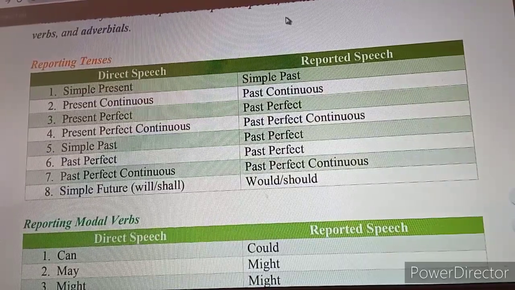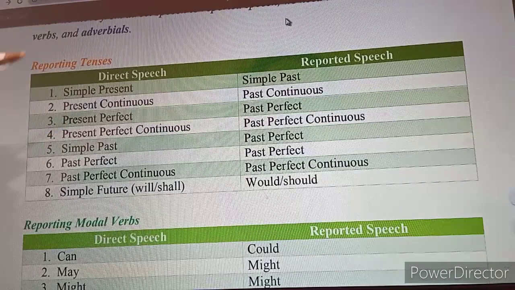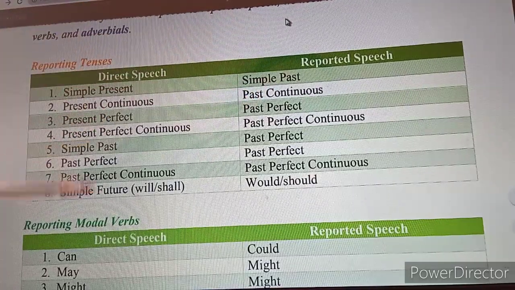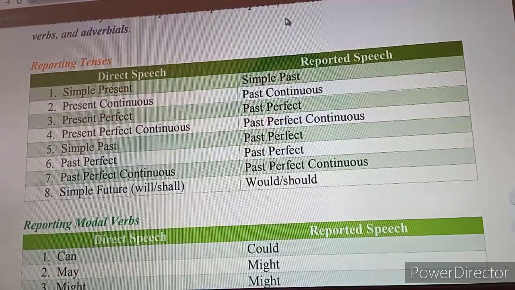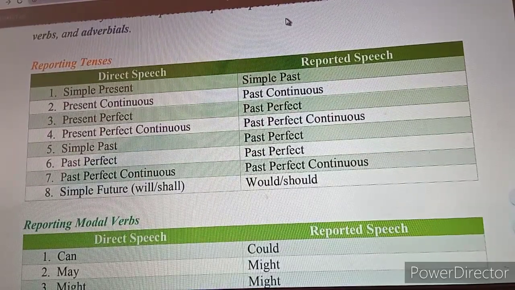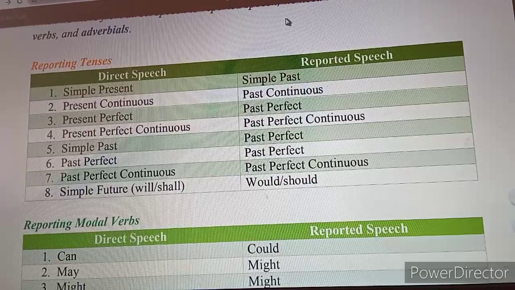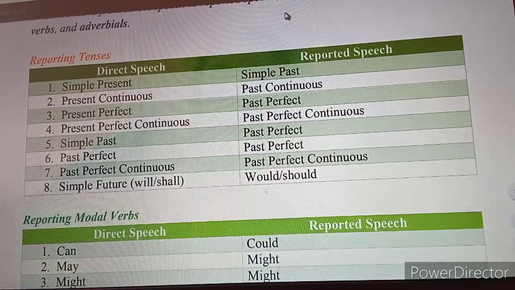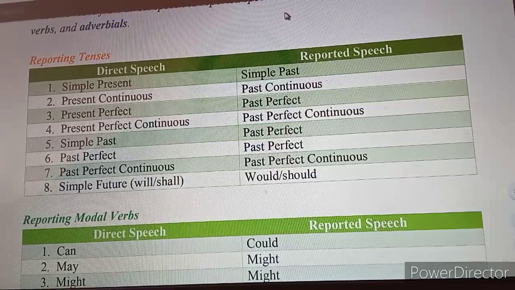So firstly, the changes of tenses. Here we will study the reporting tenses. When we want to change from direct speech to reported speech, we need to know what changes happen to the tense. Firstly, you should know the tenses, the form and use of each tense.